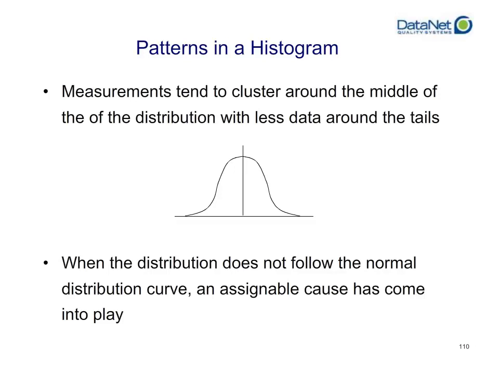Measurements, and this is really important, measurements tend to cluster around the middle of the distribution with less data around the tails or the edges of your distribution. It's a property of the universe that things tend to cluster towards the middle. Most of the mass of the solar system is in the sun. It's in the center of the solar system. Most of the mass of the galaxy is within the center of the Milky Way galaxy.